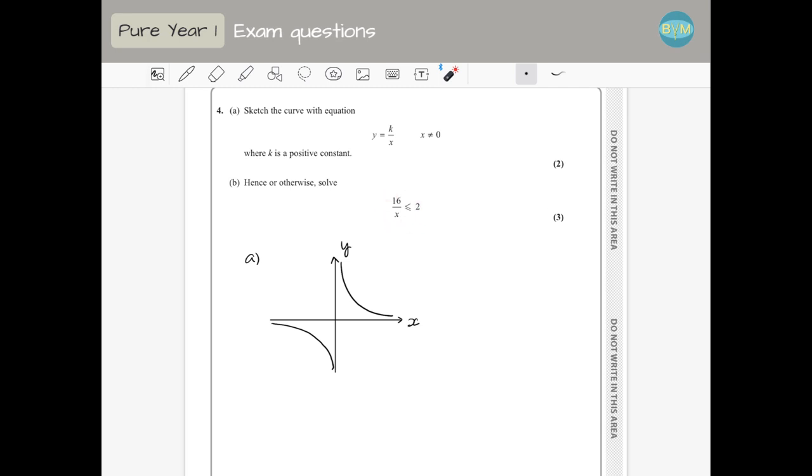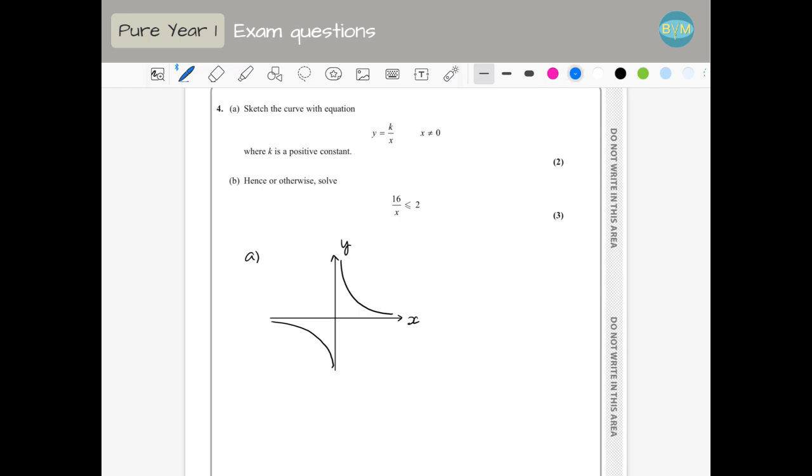solve this inequality. Once you have drawn the graph, it's very easy to see graphically. This graph, because the K is positive, is going to look something like this one, and it must be smaller or equal than 2. This y equals 2 is this line. So I have a line y equals 2, and I need to see when this graph is below, because it's smaller or equal than 2. So I have this branch here, including the 2, and this branch here, where my graph is smaller.